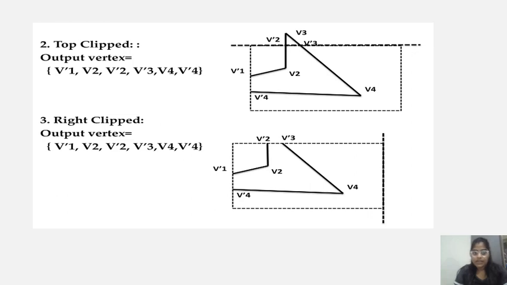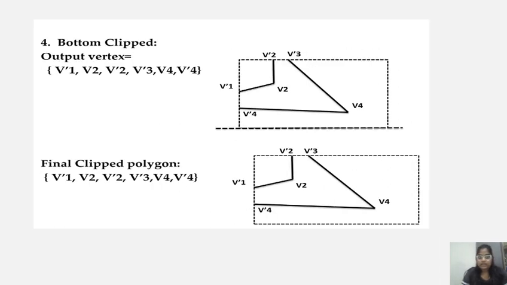Next, it's the right clipped output vertex. It is V1 dash, V2, V2 dash, V3 dash, V4 and V4 dash, if we clipped it from the right side. So as usual, V1 dash intersection point and V2 and V2 dash, V3 dash, V4 and V4 dash. And at last, if we clip it from the bottom, it gives us V1 dash, V2, V2 dash, V3 dash, V4 and V4 dash. The same values we get in the vertex list. So at last, the final clipped polygon will be V1 dash, V2, V2 dash, V3 dash, V4 and V4 dash.